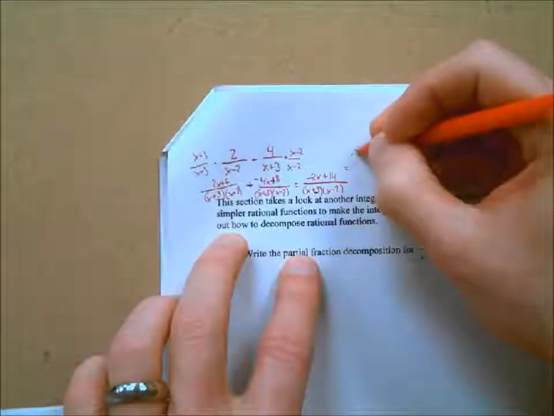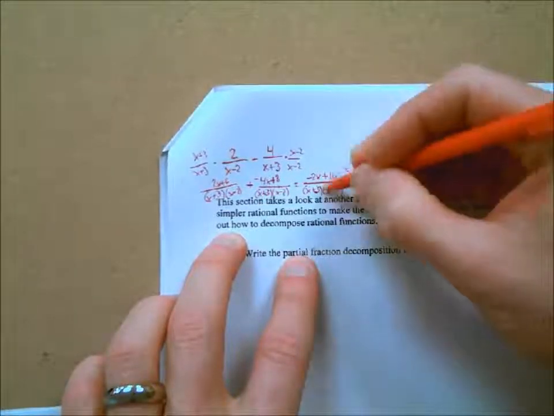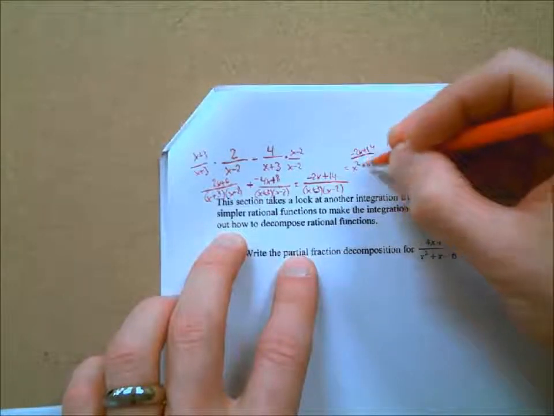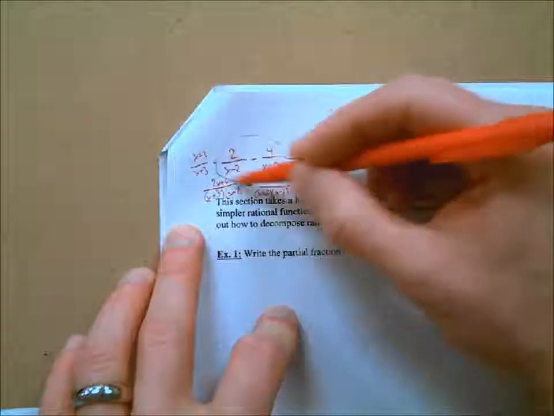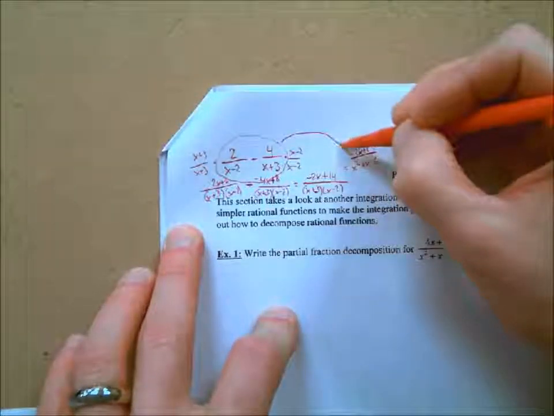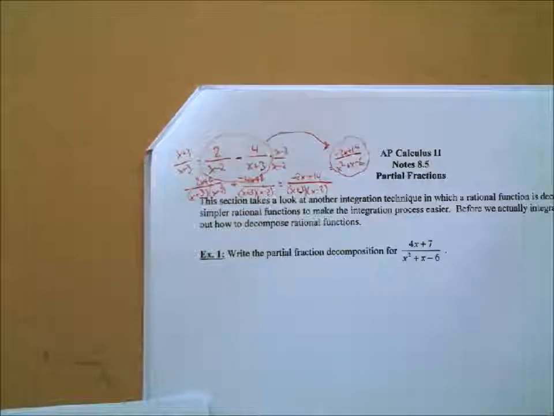Or if we multiplied it out, I can do one more step. Negative 2x plus 14 over x squared, let's see, plus 3x minus 2x, so plus x, and then minus 6. So this became this. That became that.